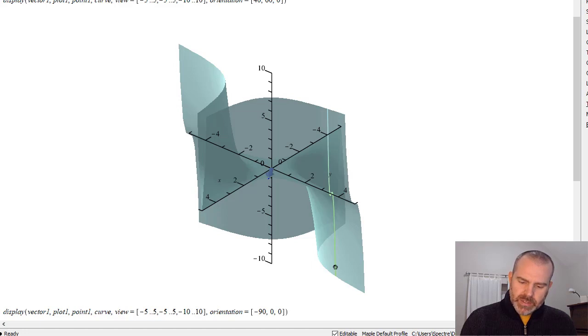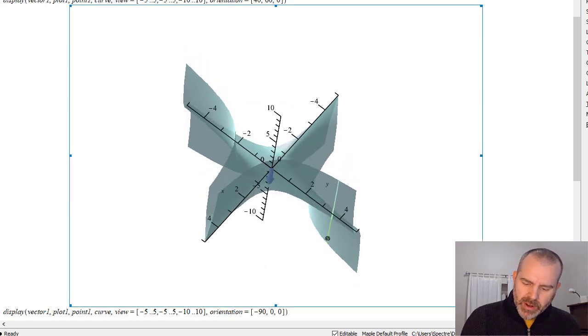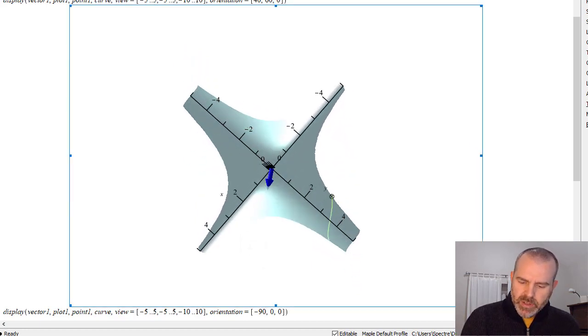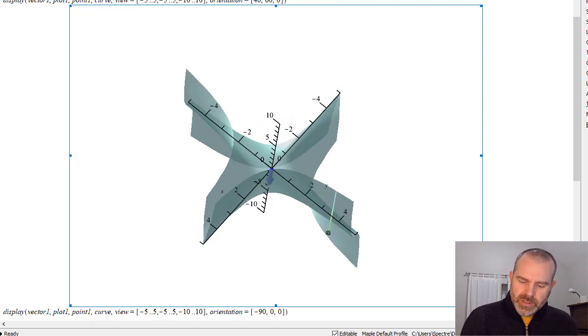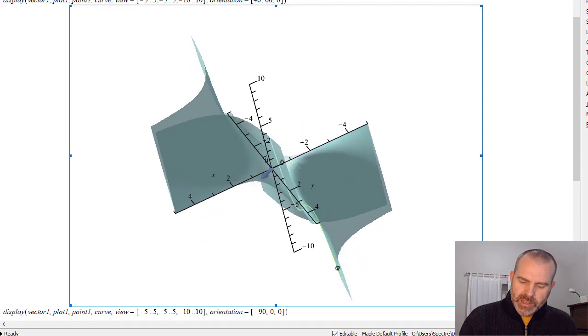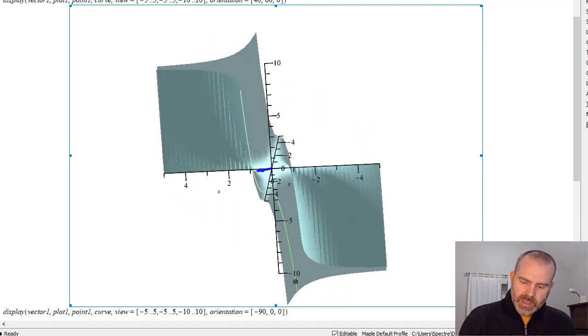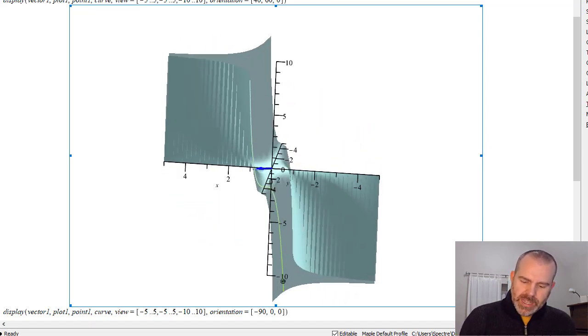Let's see, where is it? So we have our point. It is at, what was it, x is -1, y is 3. If we look from above, you can see there's -1, 3. Now the z value is actually fairly negative. But if we look at this from the side, you can see it's fairly steep in that direction.